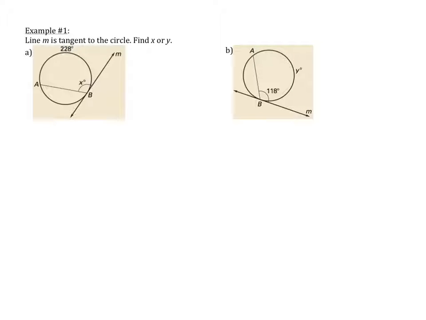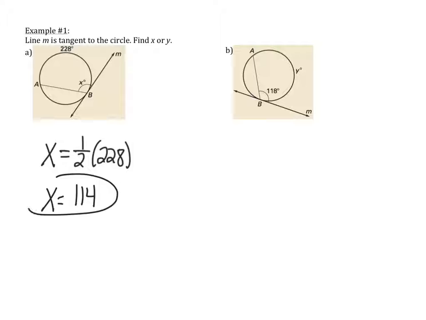Find x or y. So looking at our first diagram, we see that we have a chord that shares a point with a tangent line. Angle x would be half the measure of its intercepted arc, which is 228. So x would equal 114.